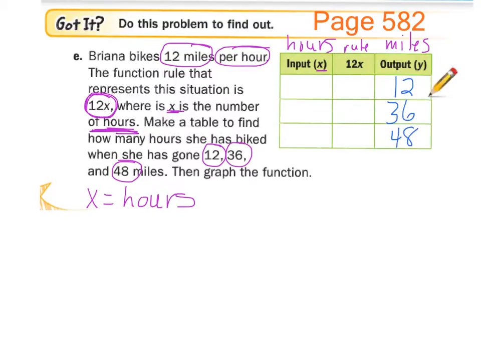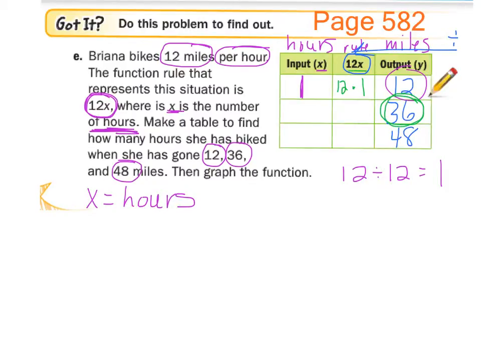So to work backwards on this one, because it's multiplication, we're going to have to work backwards to our input. We're going to have to use division, the opposite. So if we start with the 12, 12 divided by 12 is equal to 1. So we traveled for 1 hour. So checking our work, is 12 times 1 equal to 12? Yes, it is.